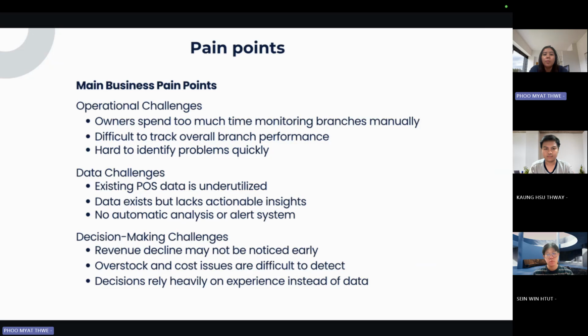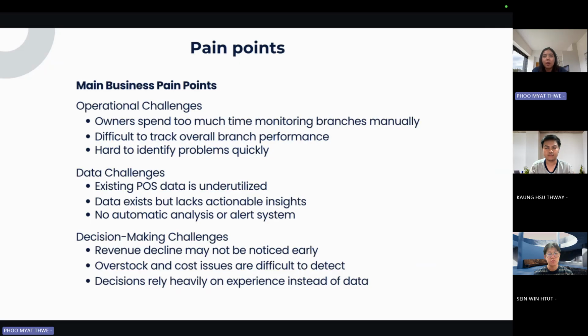Based on the users' pain points, we collected our main business problems. These are the three points. The first one is the operational challenge. The owner spends too much time monitoring branches manually, and it is difficult to track overall branch performance.